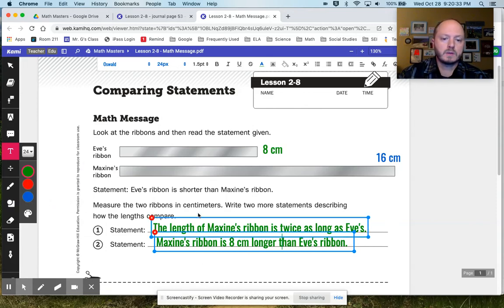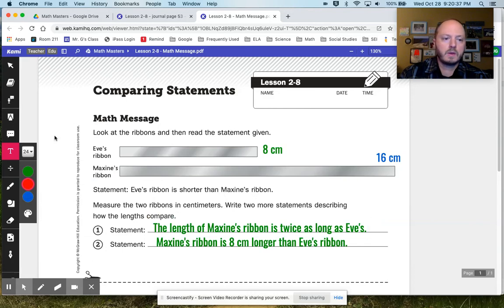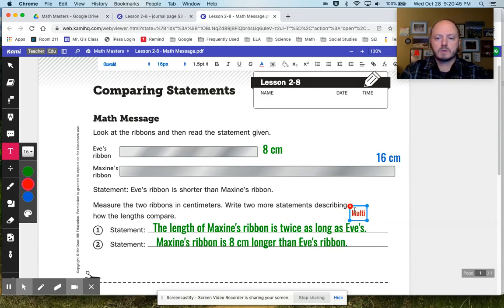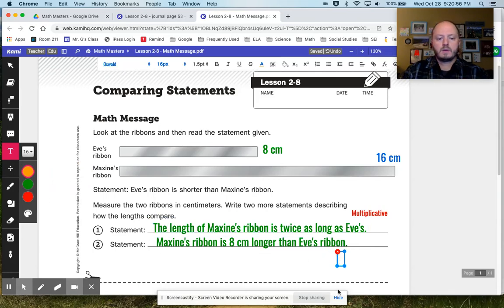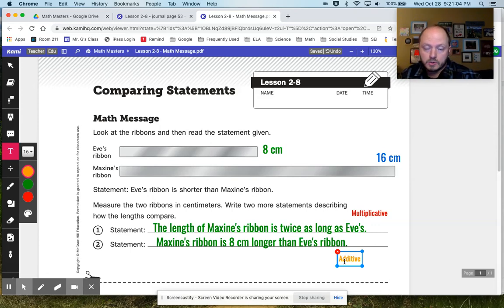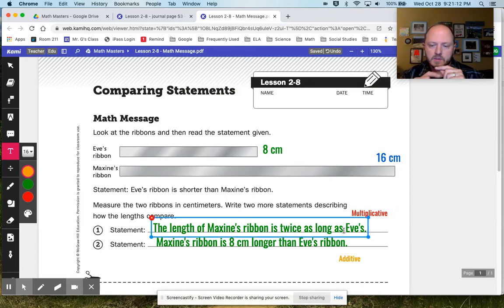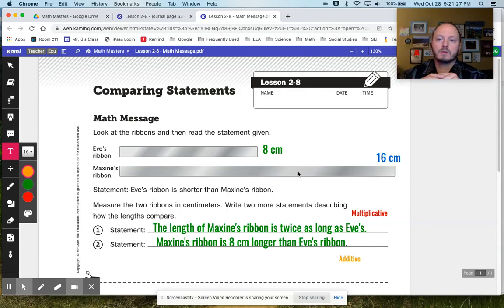This one here is known as the multiplicative comparison. And the other comparison that we have here is an additive comparison. With additive, we're using addition or subtraction. With multiplicative, we're using multiplication or possibly division. So how could we rephrase this in the form of division? Well, we could say Eve's ribbon is half as long as Maxine's. That's showing that it's divided into a smaller amount.